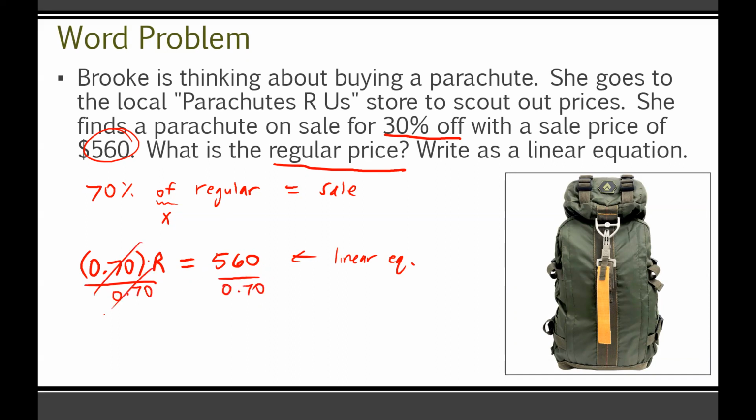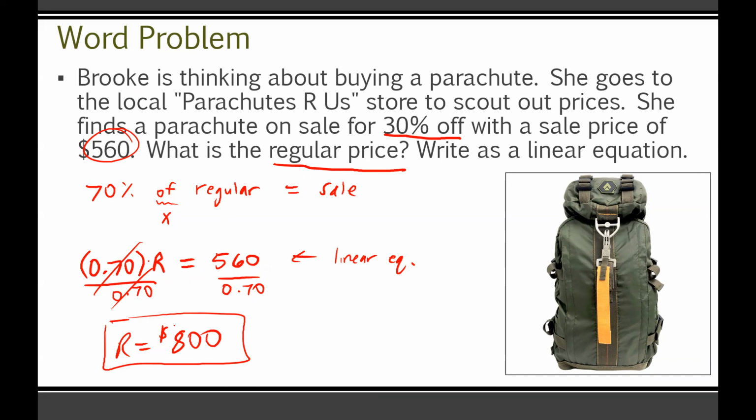That'll knock out the 0.70 on this left-hand side here, and we're going to be left with R equals, oops, I don't know why I did that. My mistake, hold on, there we go. R equals, let me bust out my calculator here, 560 divided by 0.70, and I get a very nice round number here, $800.